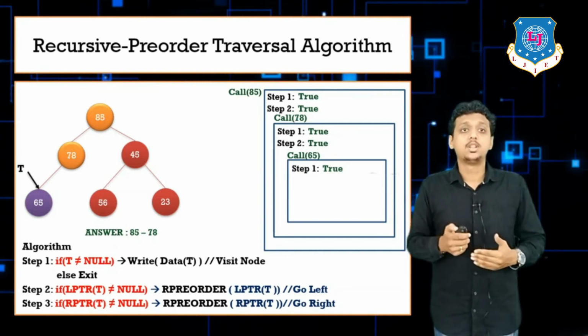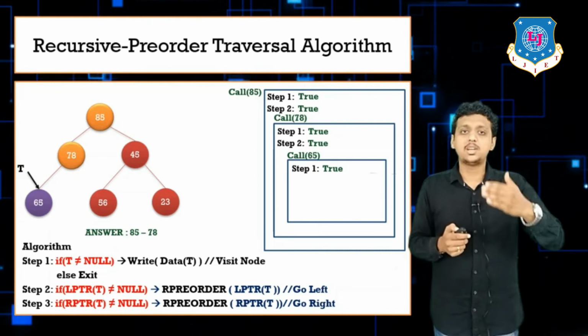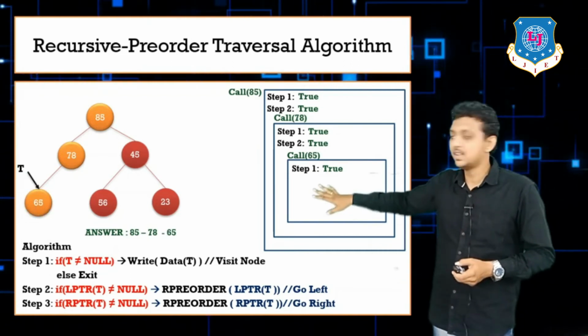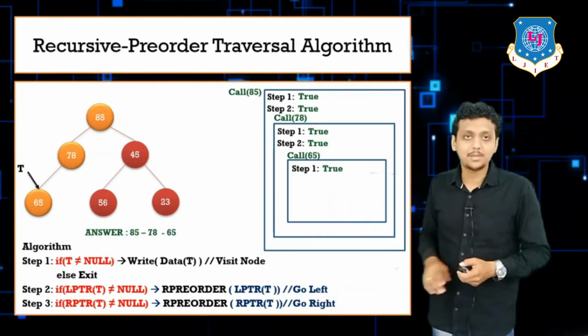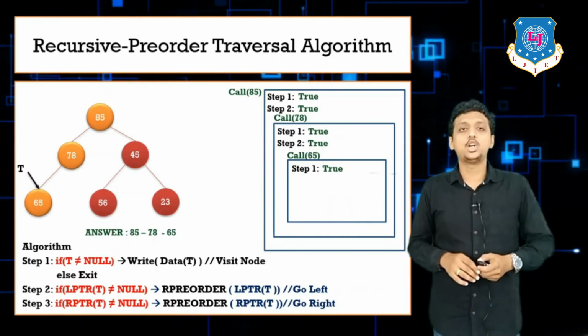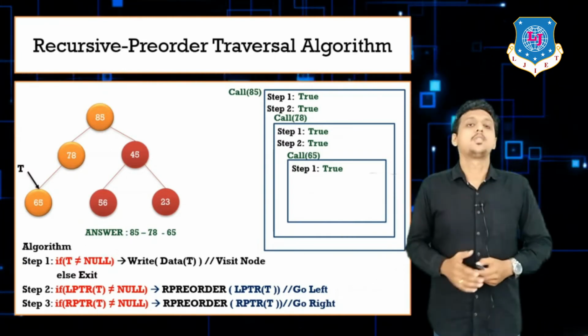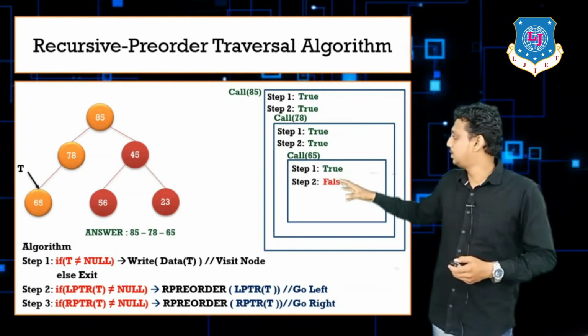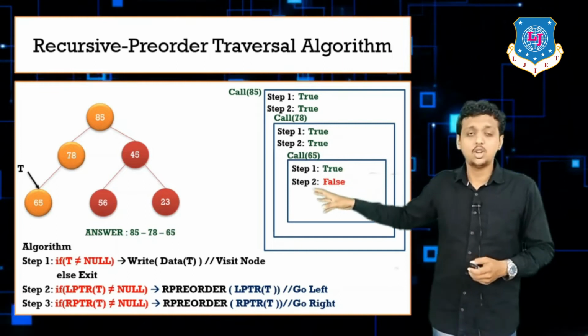After step number 1 becomes true, I need to write down the answer. I need to visit 65. I write down the answer in my answer bucket and then move forward to step number 2. So here it is, step number 2. See, step number 2 is: LPTR of t is not equal to null.